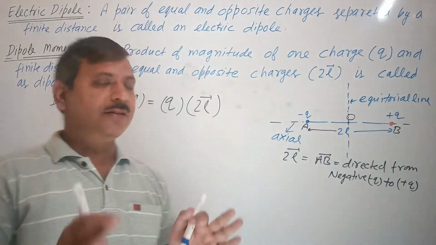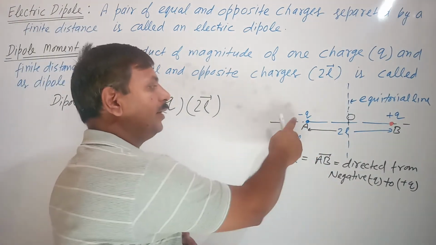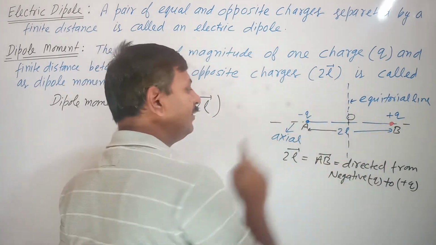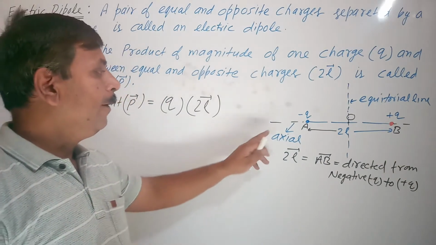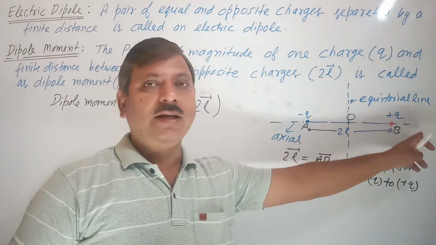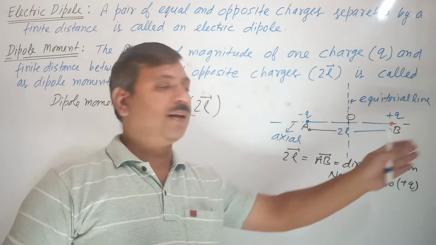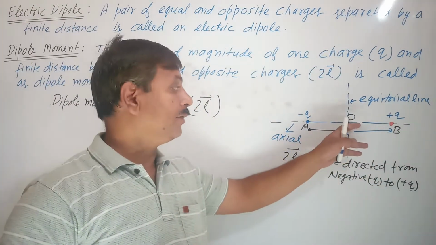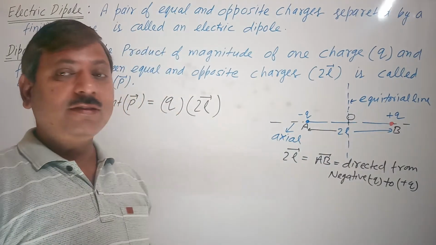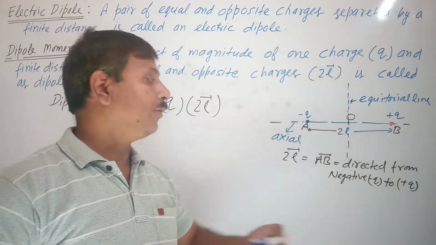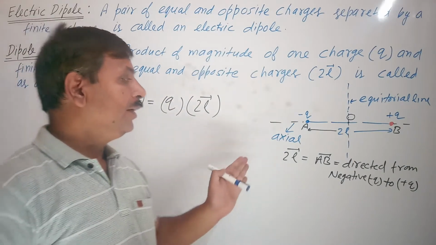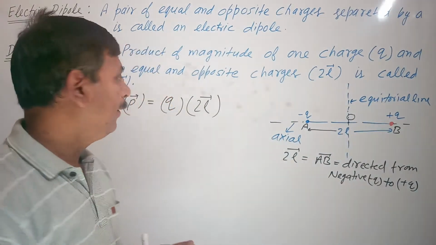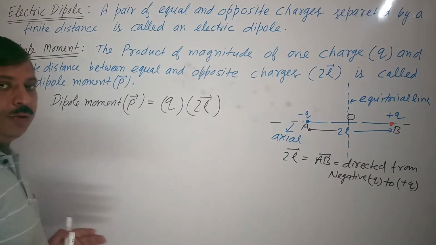Here one electric dipole I have shown, minus q and plus q separated by 2l distance, a finite distance. The line joining the negative charge to the positive charge is known as the axial line. The perpendicular line passing through the center, perpendicular to the axial line, is known as the equatorial line. The direction is from the negative charge to the positive charge, that is 2l. So P is equal to q into 2l.